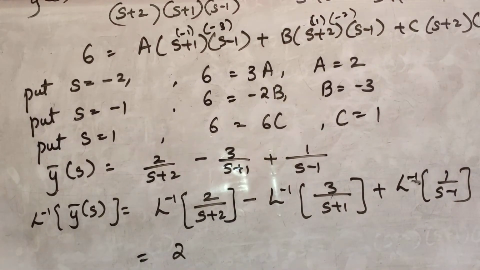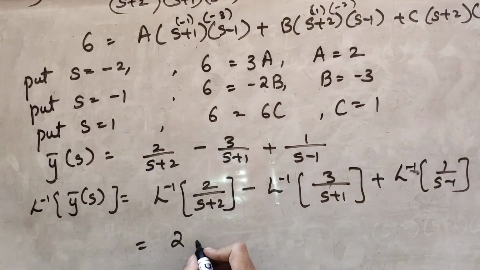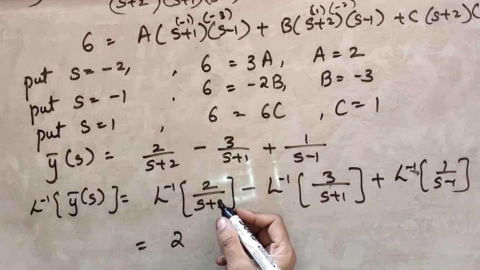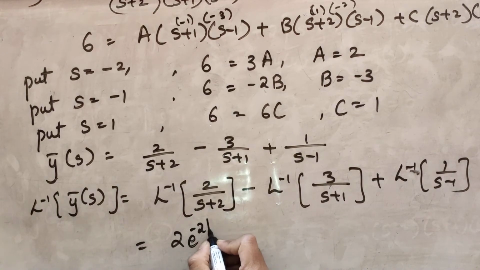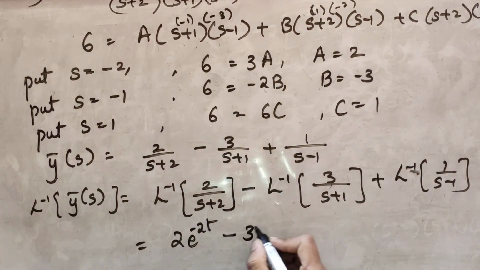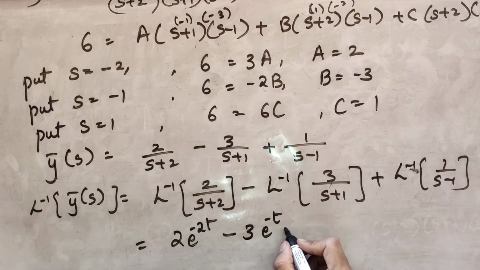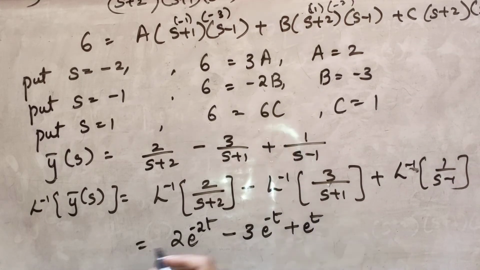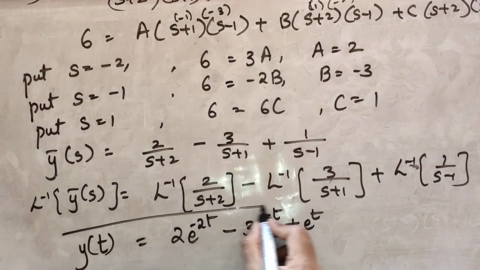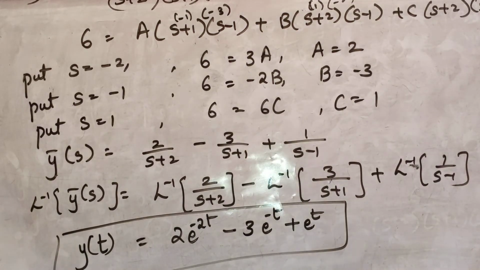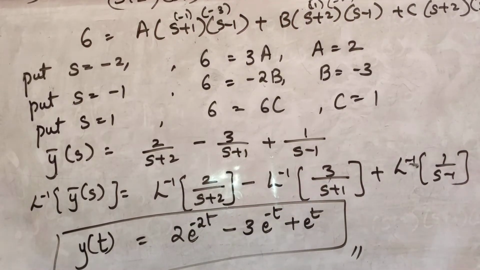Okay, take L inverse. So 2 is constant, outside. L inverse of 1 divided by s plus 2 is e to the power minus 2t, minus, 3 is constant, L inverse of 1 divided by s plus 1 is e to the power minus t, plus e to the power t. So L inverse of y bar of s is nothing but y of t, which is your required solution.